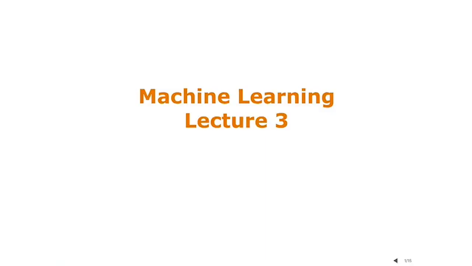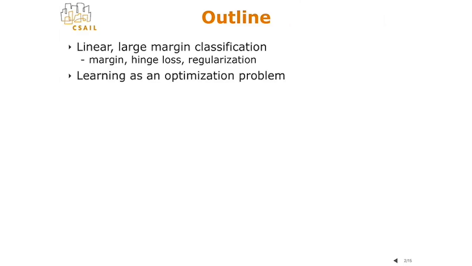Welcome back. This is Machine Learning lecture number 3. Today we will talk about how to turn machine learning problems into optimization problems. That is, we're going to turn the problem of finding a linear classifier on the basis of the training set into an optimization problem that can be solved in many ways. To this end, we will talk about what linear large margin classification is and introduce notions such as margin, loss, and regularization. Let's start by motivating why we would aim towards large margin classification.